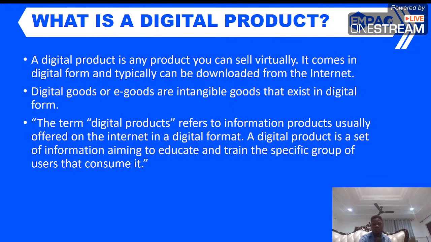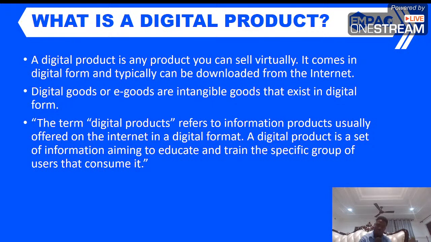Now let's move straight to what is a digital product. A digital product is any product you can sell virtually. So it is a product that people buy and use on digital devices, like an ebook. You download it on your computer or your phone. When you buy a video course, you watch it like what you are watching now. You watch on your computer, but you can't carry the video and show someone that this is what I've purchased.